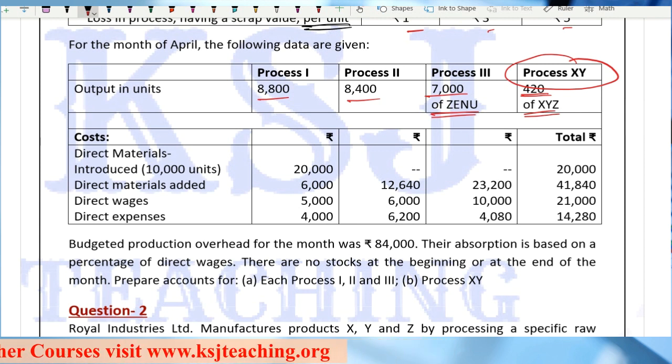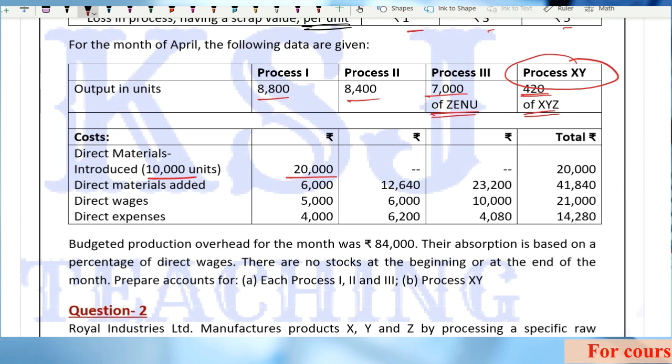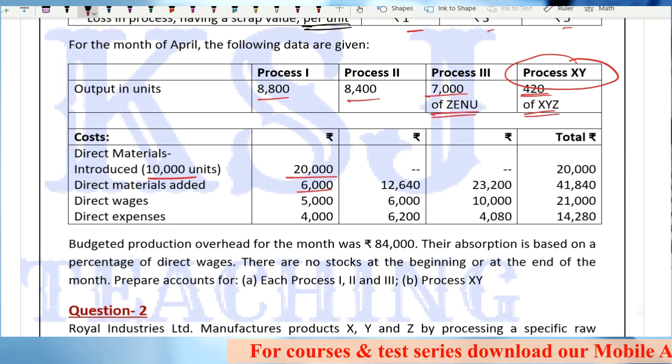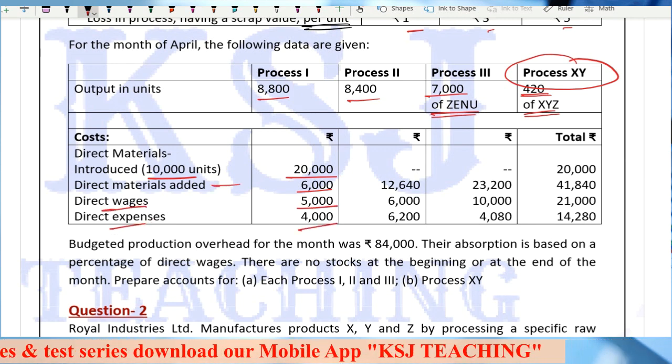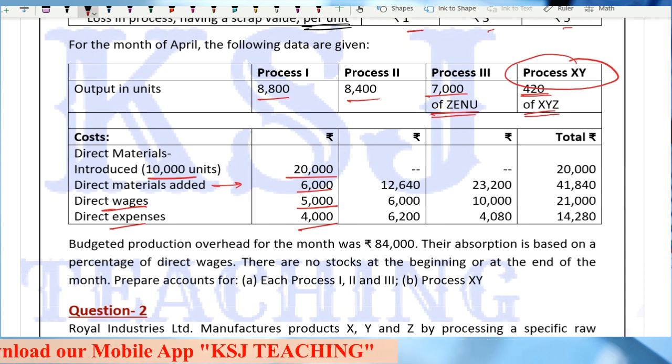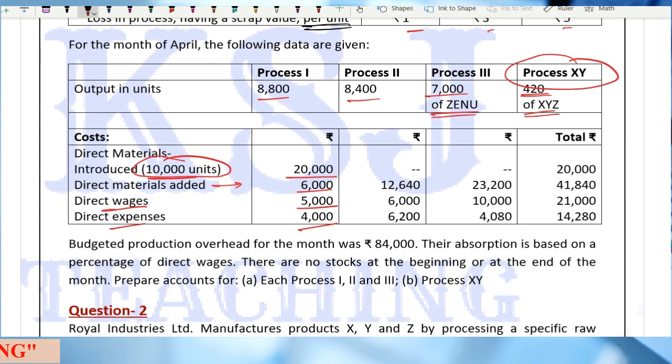Now what is the cost incurred? Direct material introduced 10,000 units, and this is the cost in the process 1. Direct materials added, right? 6,000, some more material added. Direct wages 5,000, direct expenses 4,000. Now this added might be from the previous period. This is actually the material which has been introduced, and this was already there, which has been added in this process. Direct expenses are there.